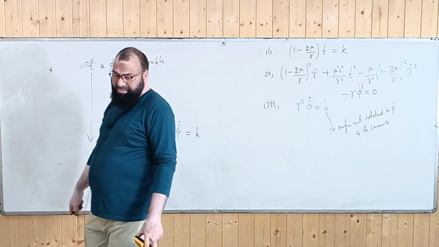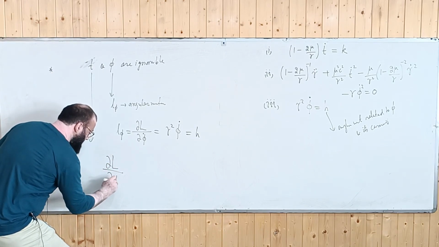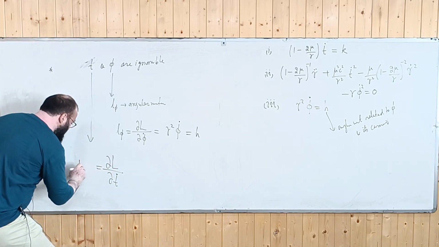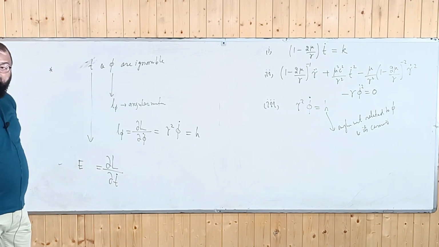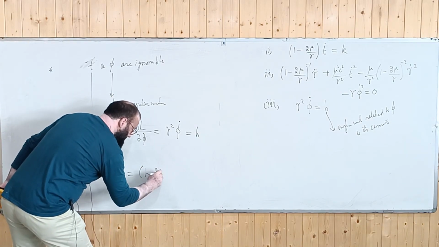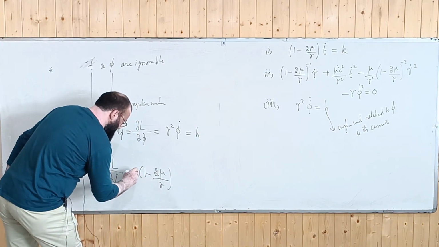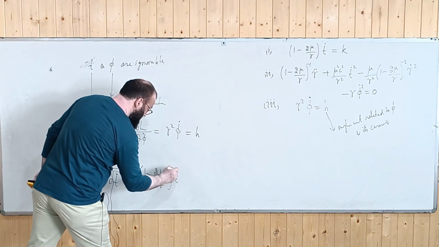So let's look at this ignorable coordinate. Let's calculate partial L by partial t dot. For the time being let's call it E, and I don't know what E is. So what is partial L by partial t dot? It is 1 minus twice mu by r, so it is 2 times t dot.